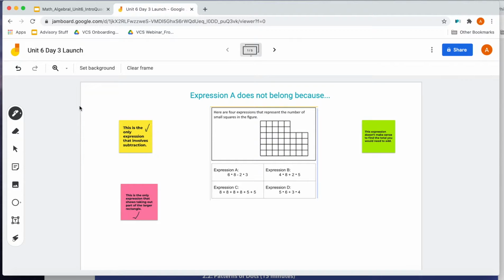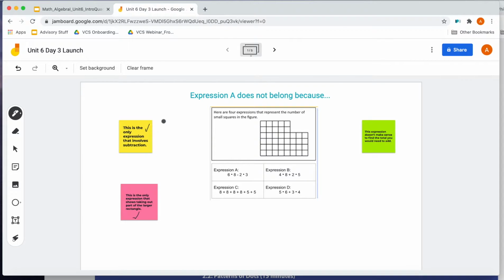And so you might not get as many different responses justifying why each one doesn't belong as you would for a notice and wonder, because it's a little less open-ended, but it is still quite open-ended where you can have varying levels of understanding being shown here, and students have access at many different points. And so again, students can go ahead and put a post-it note to justify which one they've chosen does not belong, and then they can agree with each other. If, say, they had the same reason or a similar reason, they can check that off.